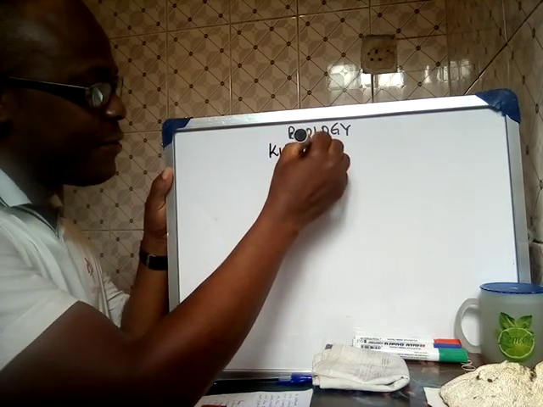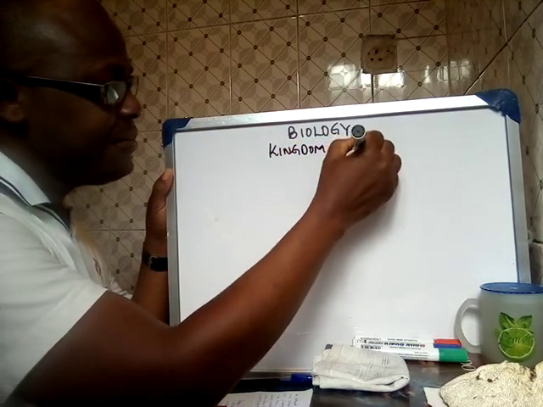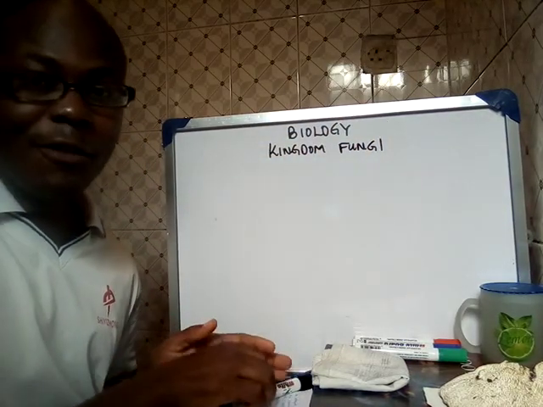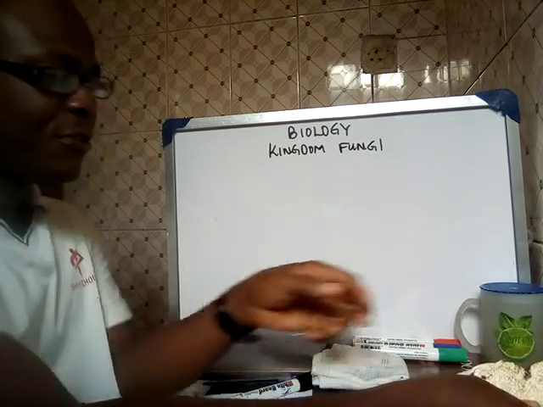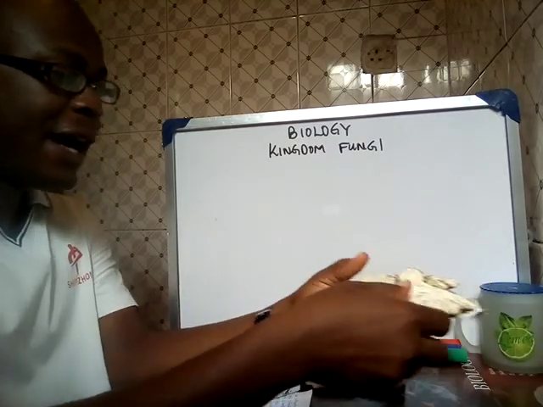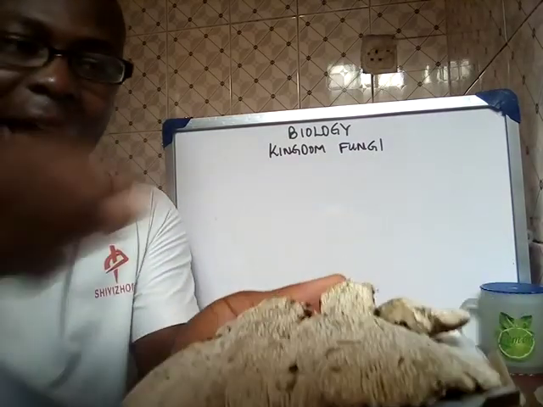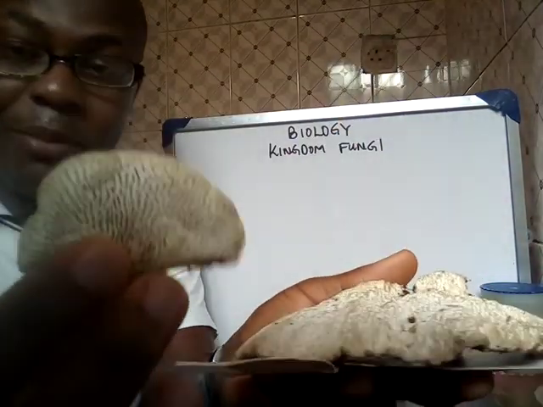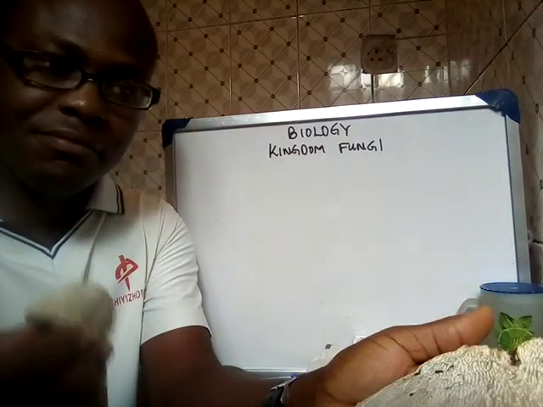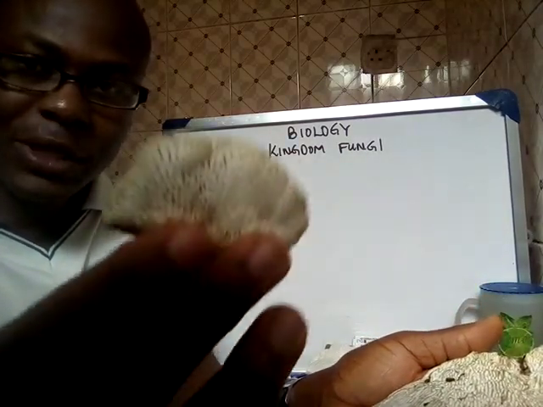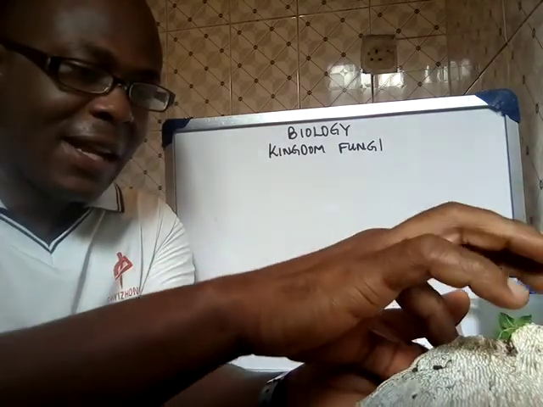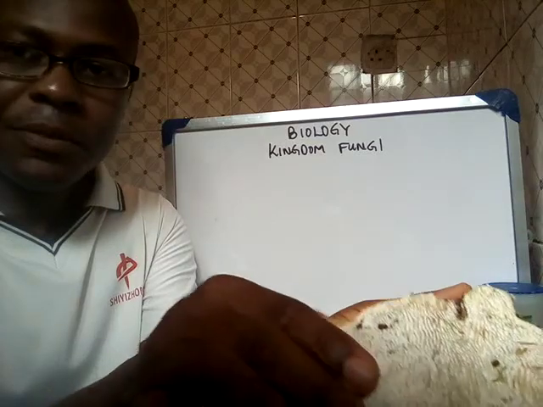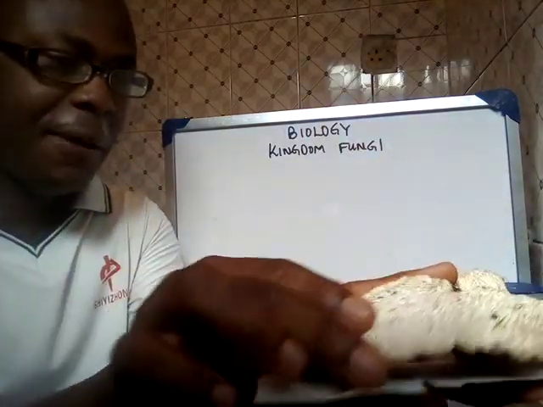Kingdom fungi. Plural fungi, singular fungus. This is a typical example of a fungus or a fungi. It's a mushroom. There are different forms of mushroom, but this is one type. I found it growing on a log, wood, dead wood. There is another nice one here, little fine fungi. So this is a fungi, or a fungus rather.